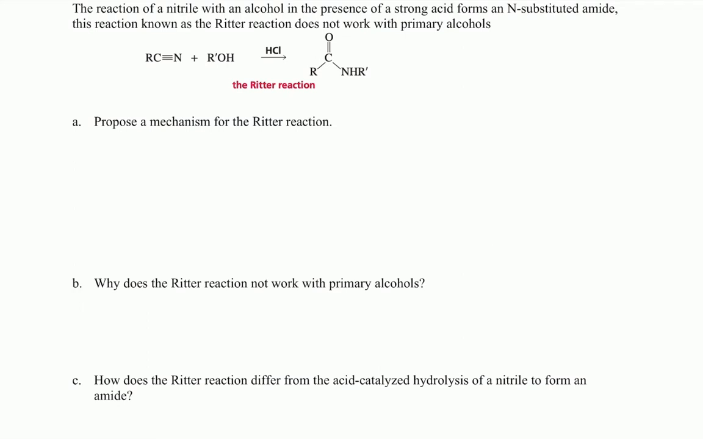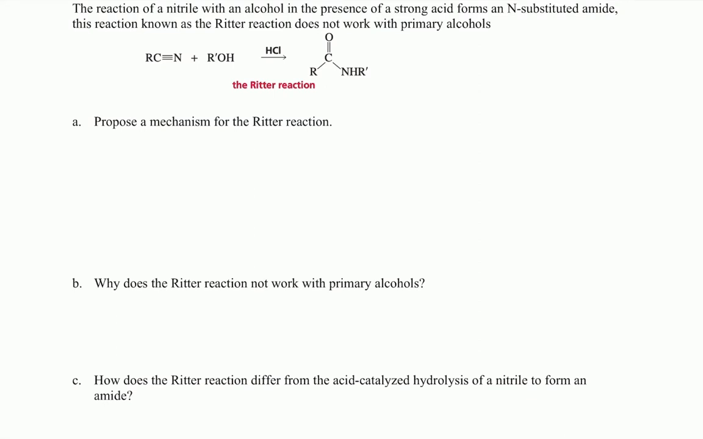Basically, the Ritter reaction is the reaction between a nitrile and an alcohol to form a substituted amide. So here is the substituted amide. Now let's work on the mechanism first. The very first step is that the alcohol is going to get protonated, and the leaving group from the alcohol is just going to leave, forming a carbocation.